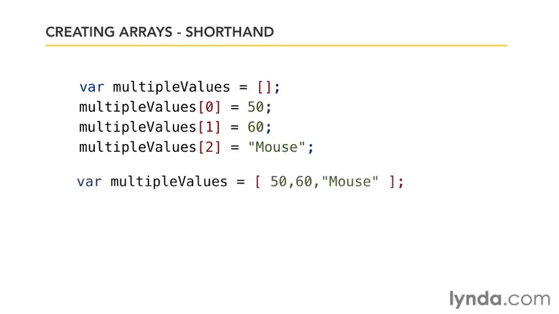There is a shorthand method for doing it. We use the square brackets and we just load it up with those initial values. In this case, 50, 60, mouse inside double quotes. And it will automatically put them in at position 0, position 1, and position 2. You could then come along and add on position 3, position 4, and so on. But it's always a zero-based index.